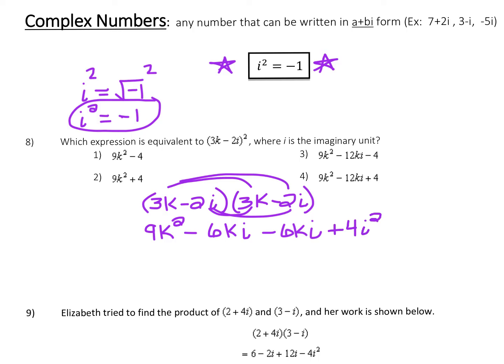Now, I'm sure right away you guys see that we can combine the negative 6ki and the negative 6ki, okay? Those are like terms. So since negative 6 minus 6 is negative 12, I'm going to combine these to give us negative 12ki. And for right now, let me just take this 9k squared and bring it right down.